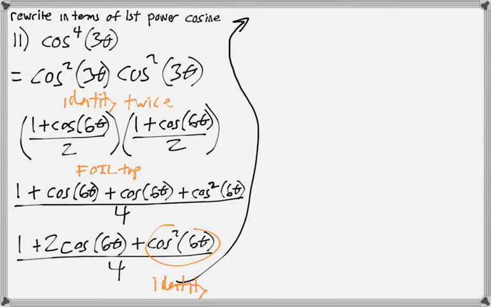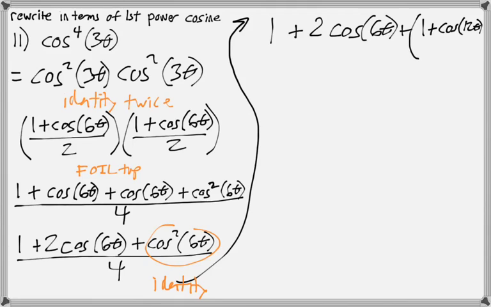Anyway, it's 1 plus 2 cosine of 6 theta plus 1 plus cosine of 12 theta. Almost running out of room there. And then that's all over 4. So I'm just replacing that cosine squared.